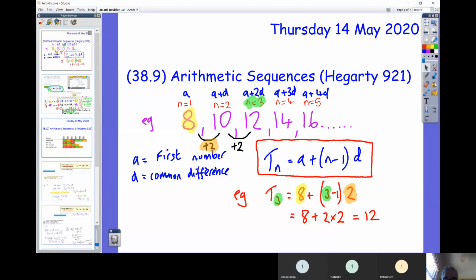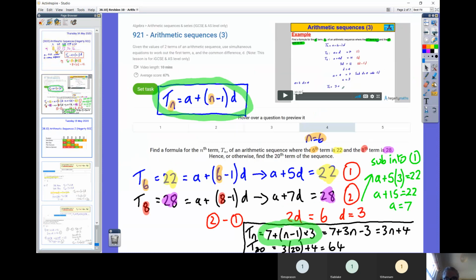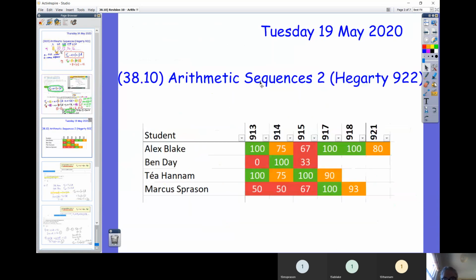Right, okay, so this is what you saw last time. We just practiced working out specific terms from arithmetic sequences using this little formula here. And we're going to move on to looking at slightly more problem-solving type ones of those today.